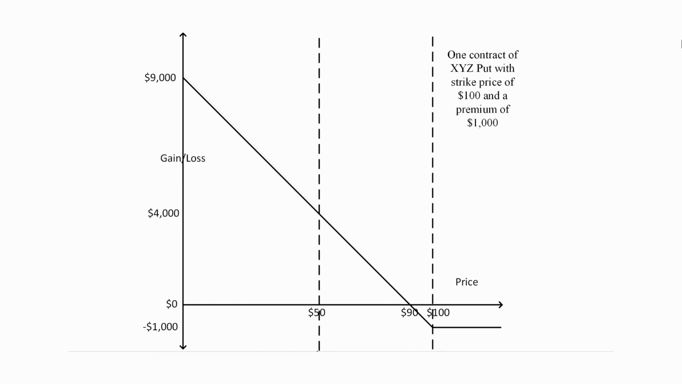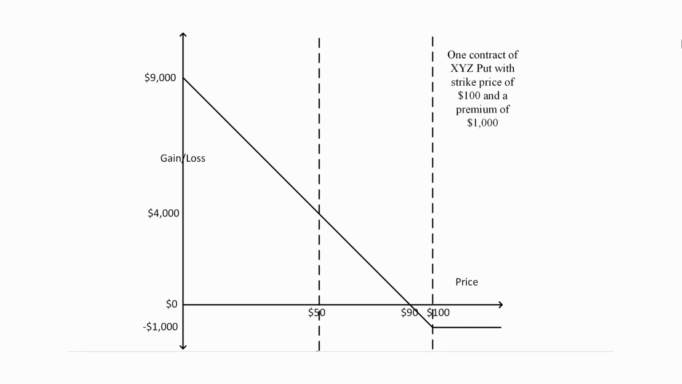More particularly, the value of the put option is 0 if the price of XYZ is at or greater than $100 per share at expiration. However, the value of the put option increases as the price of XYZ decreases. For example, the value of the XYZ put option is $1,000 if the price of XYZ at expiration is $90 a share. In this case, the value of the put option would equal the premium paid for the put option.